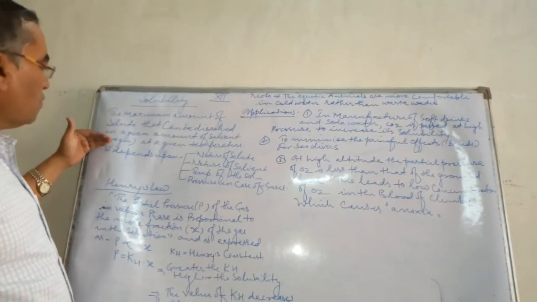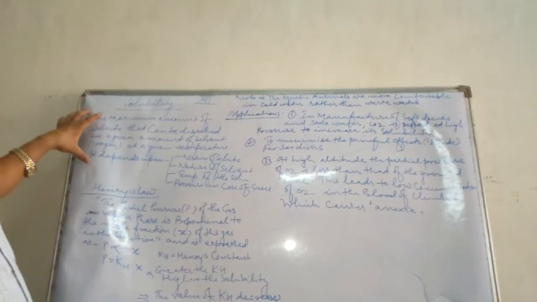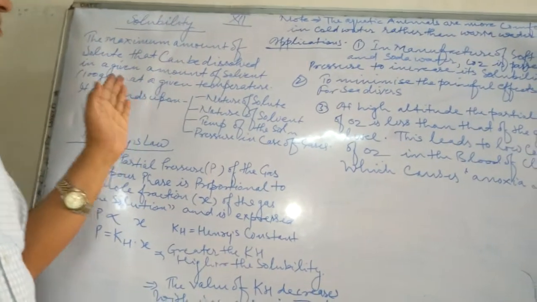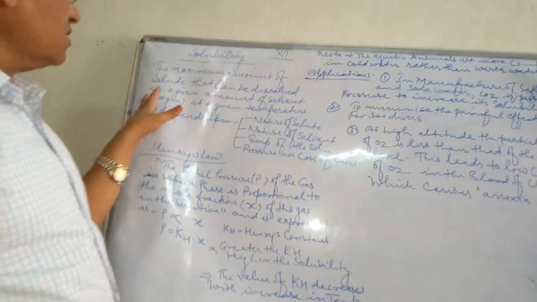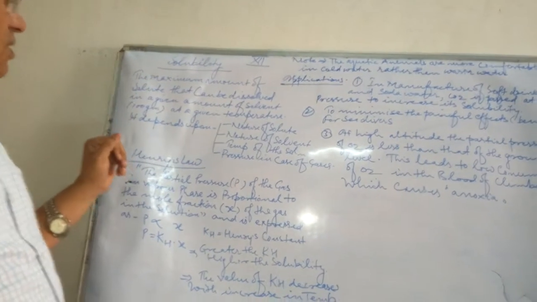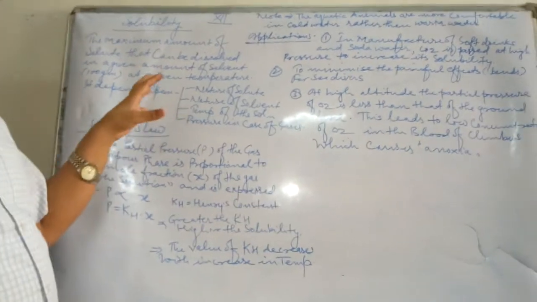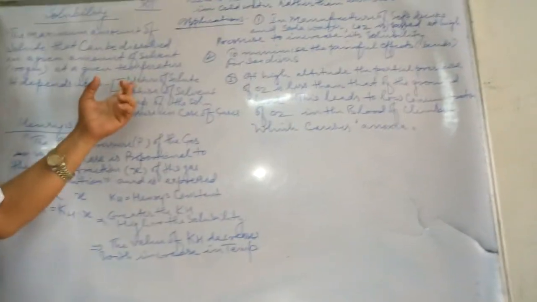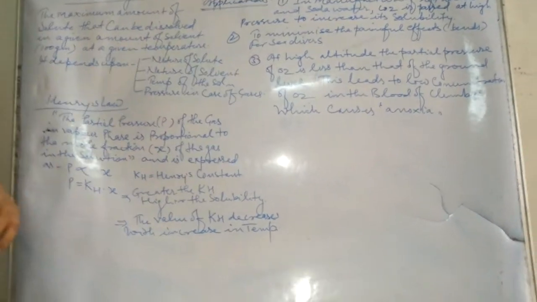So the solubility can be defined this way: the maximum amount of the solute, the maximum amount of the substance that can be dissolved in a given amount of solvent, and that amount of solvent is considered to be 100 grams, at a given temperature, is called solubility. And the solubility of any substance depends upon the nature of solute and the nature of solvent.